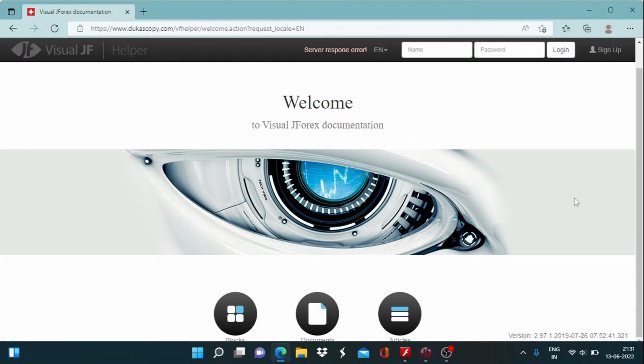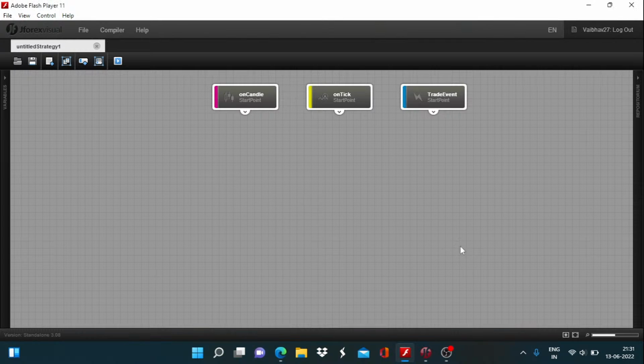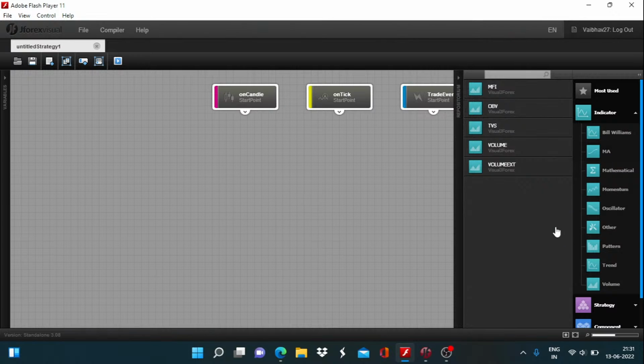So let's get started. The indicators which we will be using are the Acceleration Deceleration Oscillator, and the second indicator is going to be the Time Segmented Volume, shortened as TSV, on the Visual JForex platform. So let us now head to the Visual JForex board. Here you will find these two indicators listed separately. The first indicator can be found amongst the Bill Williams indicators. It is the first and foremost in the series.